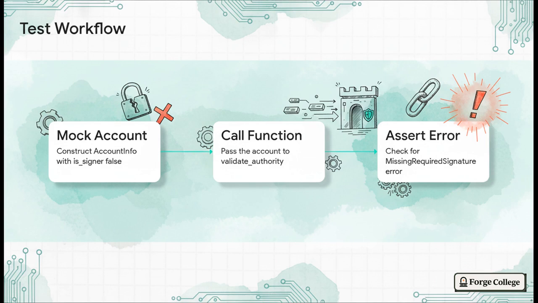Here's the workflow for testing our first scenario, the missing signer check. Step 1. Construct a minimal, fake account info in your test environment and intentionally set isSigner to false. Step 2. Pass this unsigned account straight into your validation function. Step 3. Assert that the transaction fails, specifically looking for that missing required signature error. By writing these negative tests, you are mathematically proving that your guards are active and working.